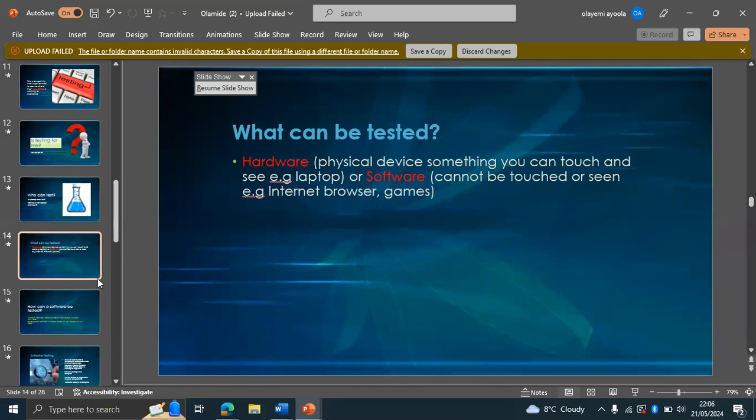So how can it be tested? Through manual and automation testing. Fantastic. Who said so? Simone. Okay, you have 5 lollies. Samuel, Temitope, David, you have 2 lollies.